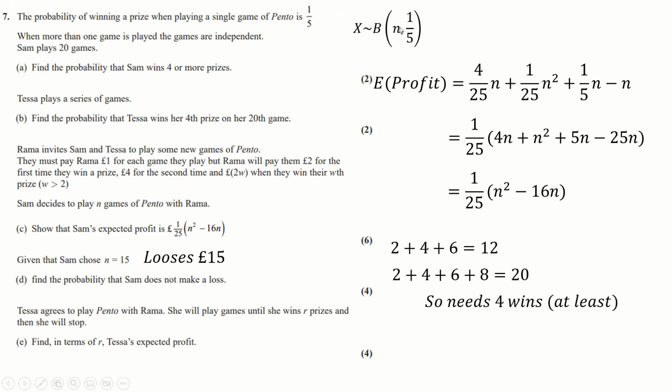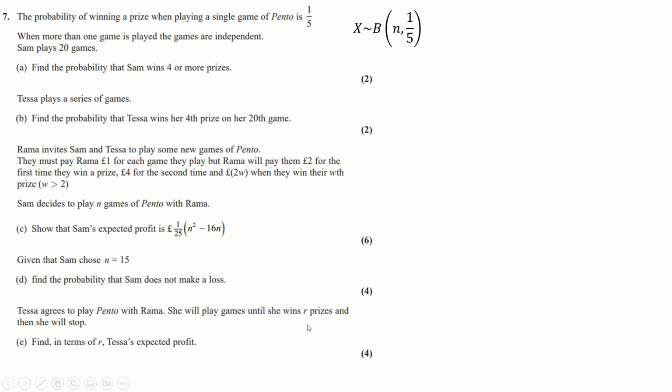And the distribution is just when N is 15. So we just need to work out the probability of being greater than or equal to 4, which is 1 minus the probability of being less than or equal to 3, which is this thing here. And that's the probability he doesn't make a loss. Fantastic. And then this person agrees to play. She'll play until she wins R prizes.